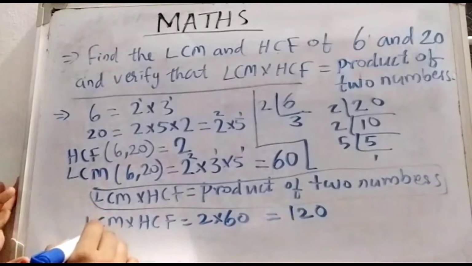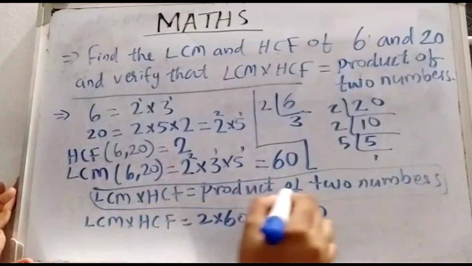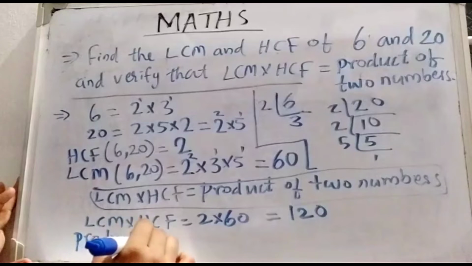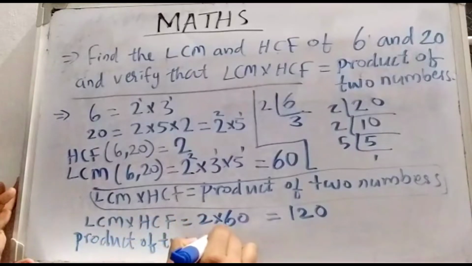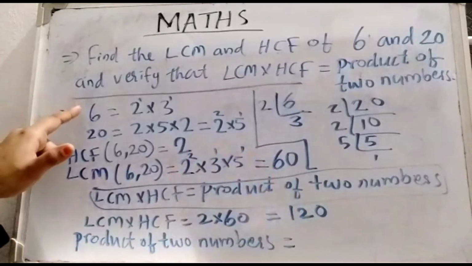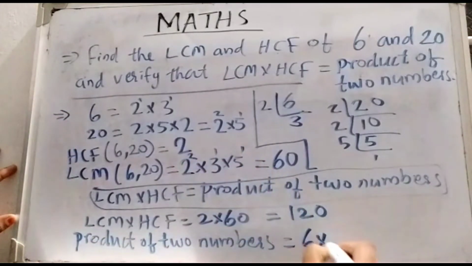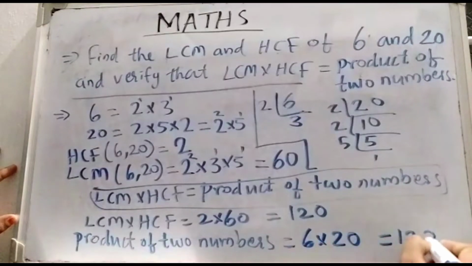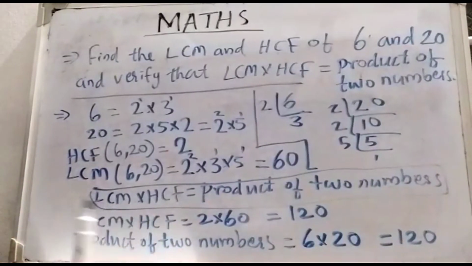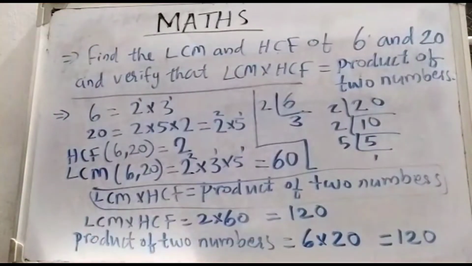Then product of two numbers. Product of two numbers is equal to, which are the two numbers? 6 and 20. 6 and 20, that is 120. So LHS is equal to RHS. LCM into HCF is 120, product of two numbers is also 120. So hence verified. Okay, so this is the method how to solve this kind of questions. Clear?